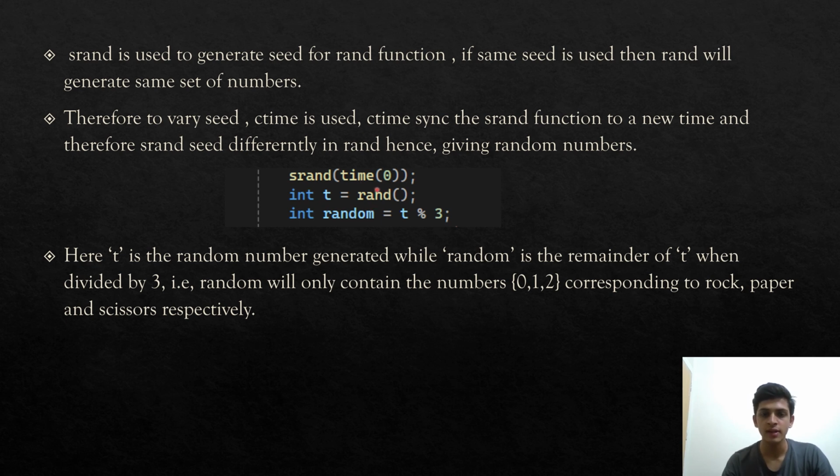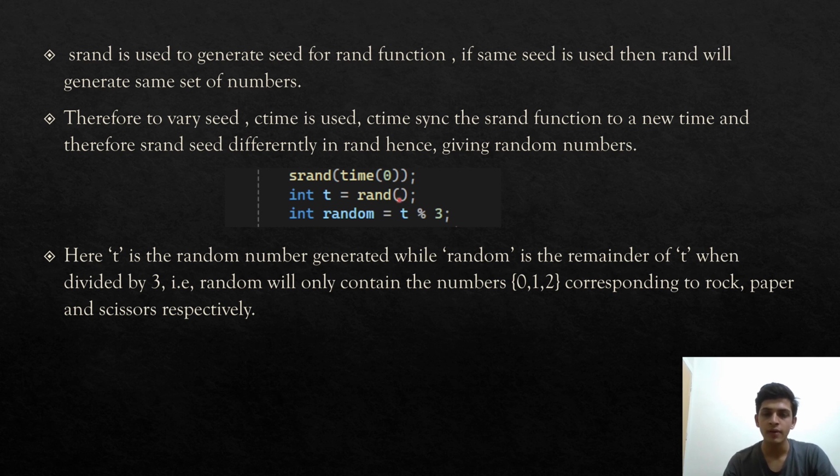Okay, this srand is used to generate the seed for the random function, and srand is varying with time. That is, every second the seed of srand will be changed, and therefore the rand function can generate a new set of random numbers every time we execute the code.